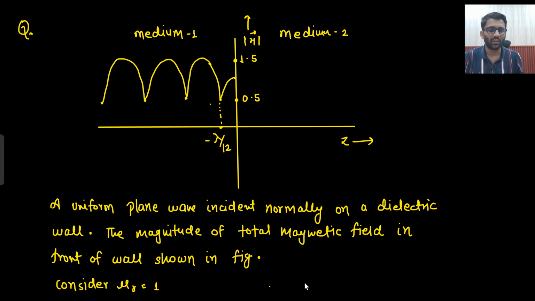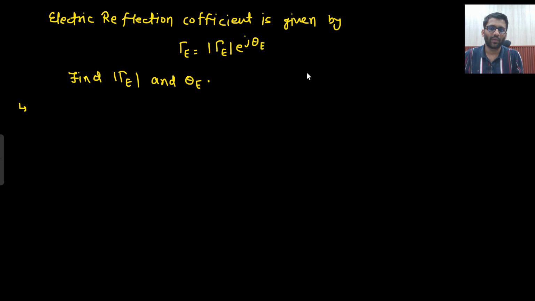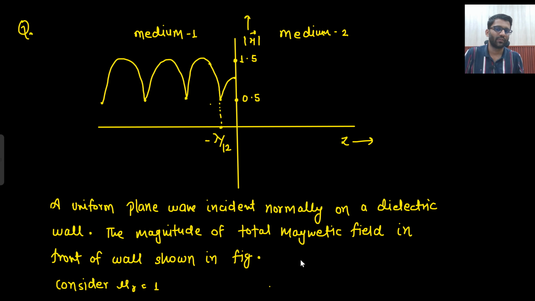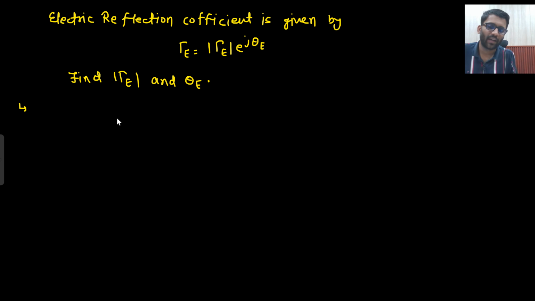Try solving it on your own. This is the half question. What you need to find is the reflection coefficient. So try finding the reflection coefficient. First, what am I going to calculate? I have my ESWR, which is equal to what? 3. Or you can say 1.5 divided by 0.5, that is equal to 3.